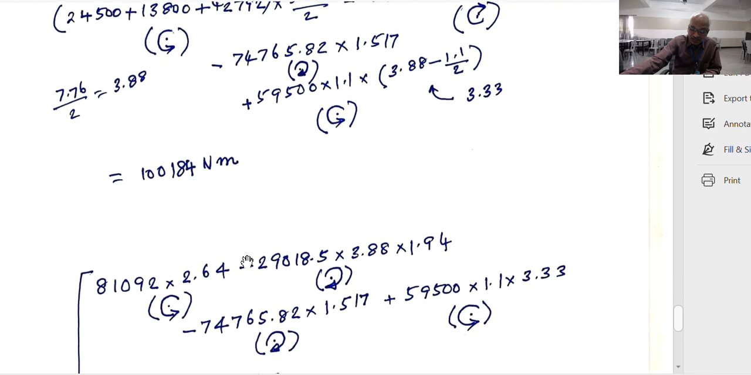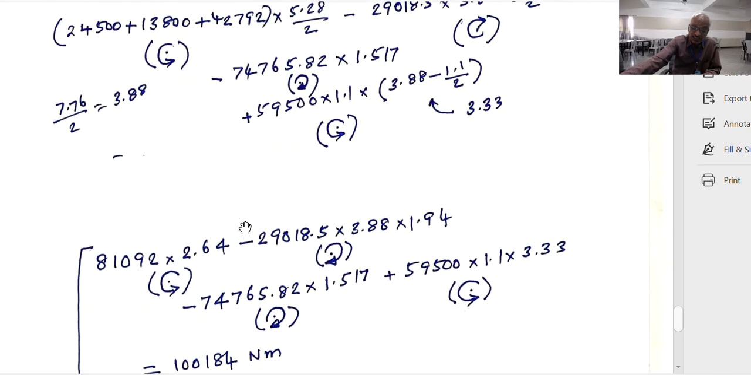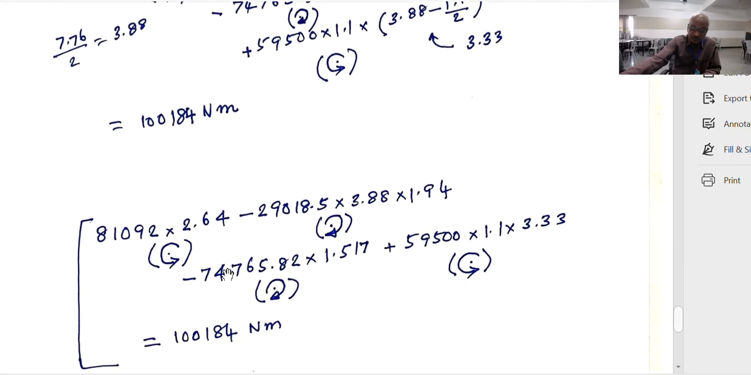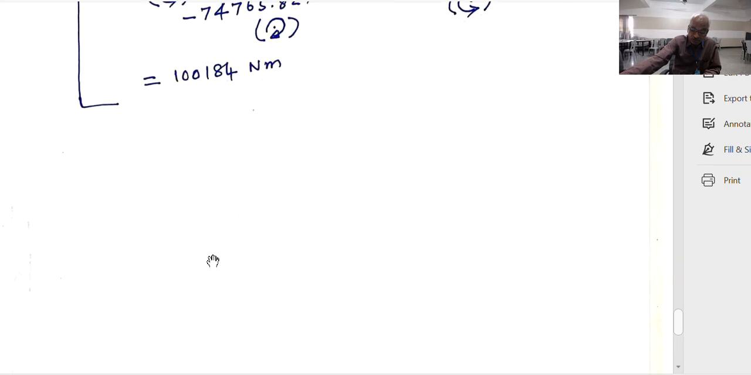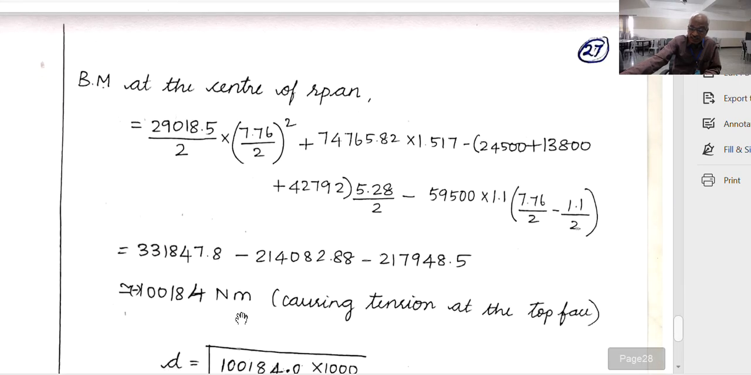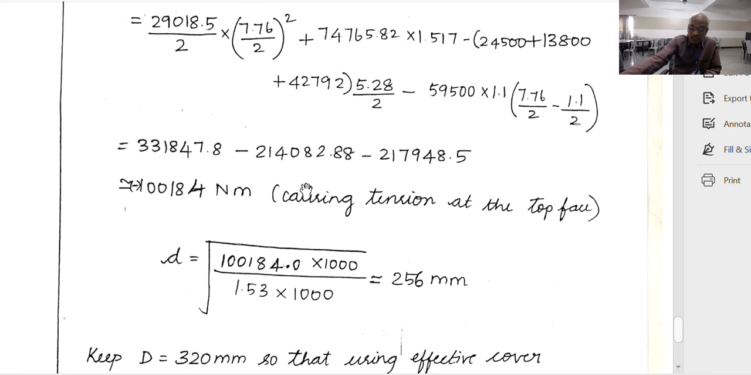So this is the same step in a simplified form. This is the bending moment, 100, 184. Why I have given this is, on seeing this equation, one need not get confused. This is also clear, that has been simplified further, and you get a moment of 100, 184 at the center.